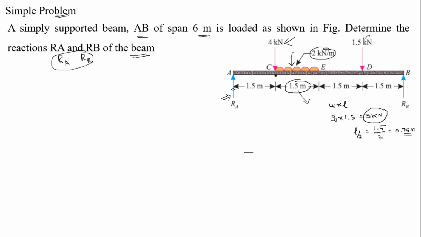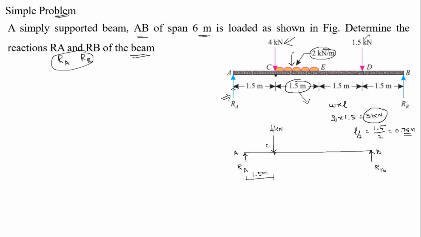So now draw a diagram. This is point A, and reaction force RA is acting upward, and this is point B, and reaction force RB is acting upward. At point C the 4 kilonewton point load is acting, right. So this is point C. The distance between A and C is equal to 1.5 meter.